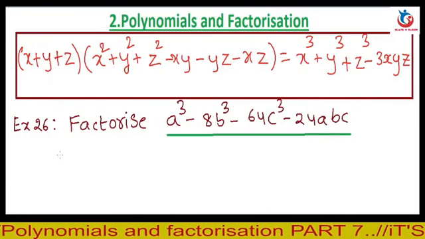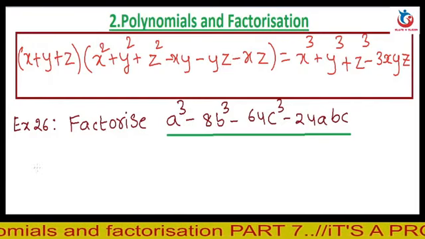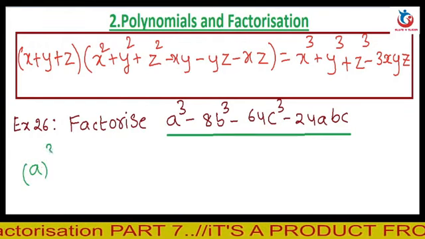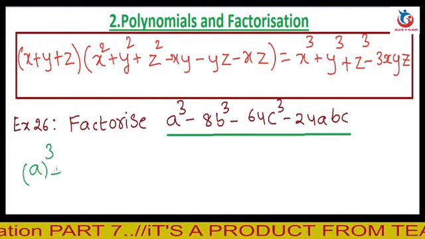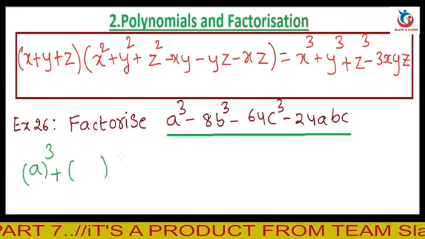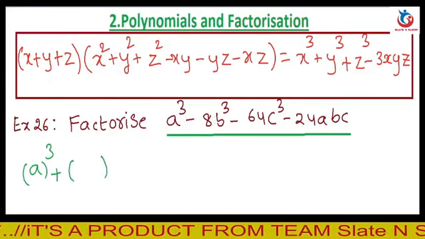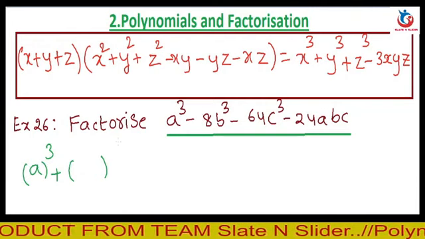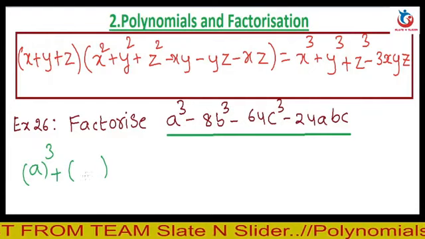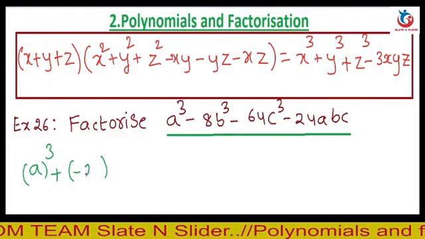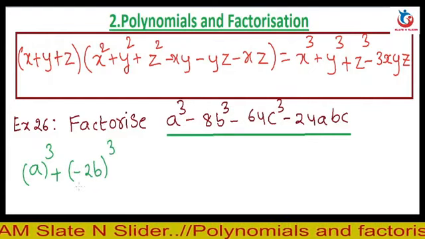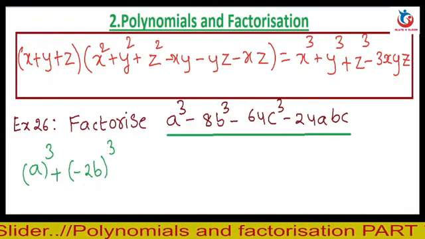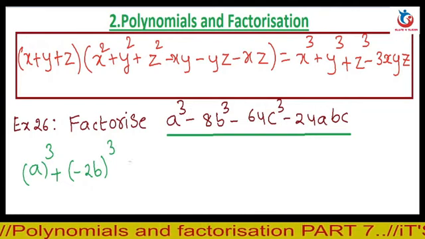So first of all, we have to write a cube as, keep bracket for a and write cube, plus bracket. So we have to get minus 8b cube. How to get minus 8b cube? That means something should be cubed to get minus 8b cube. So that something will be minus 2b whole cube. Check once. Minus cube is minus into minus into minus, we get minus. 2 cube is 8, b cube. So we get the same.